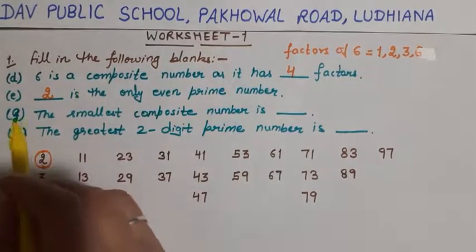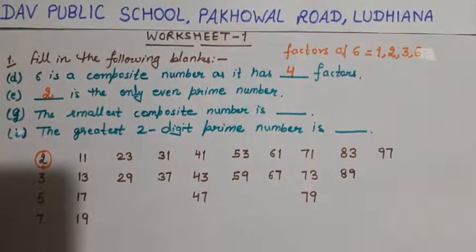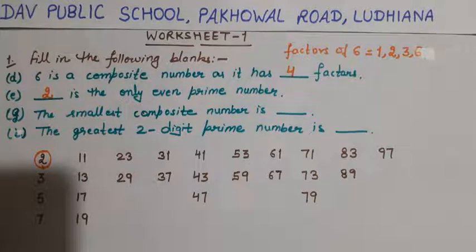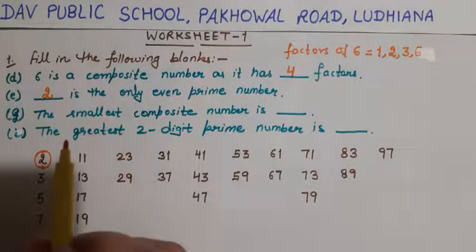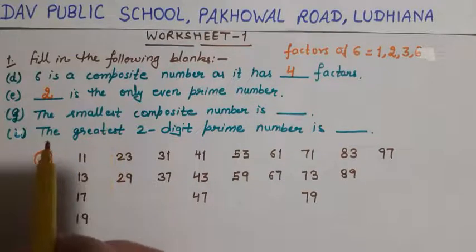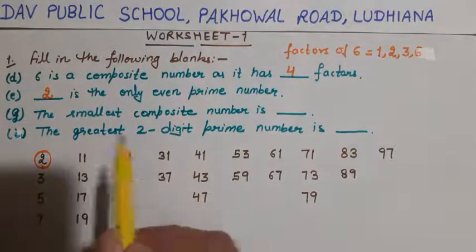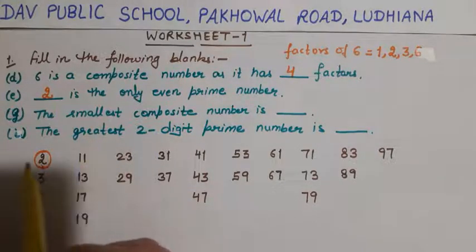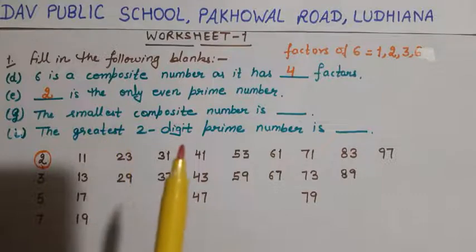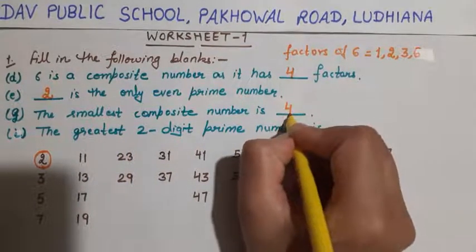Next is G part. The smallest composite number is, you have to find out the smallest composite number. 1 is not a composite number, right? You will start from 1. 2 is a prime number, so it is not composite. 3 is also a prime number. Next number is 4. The smallest composite number is 4.